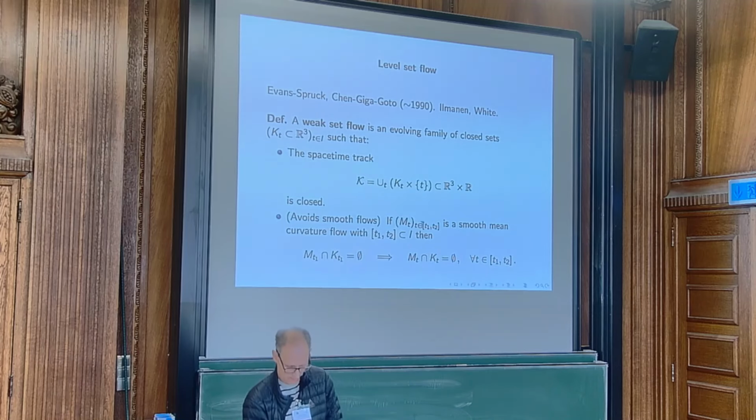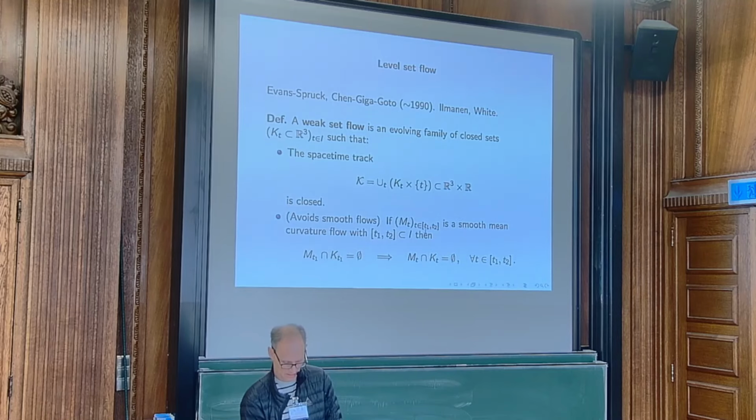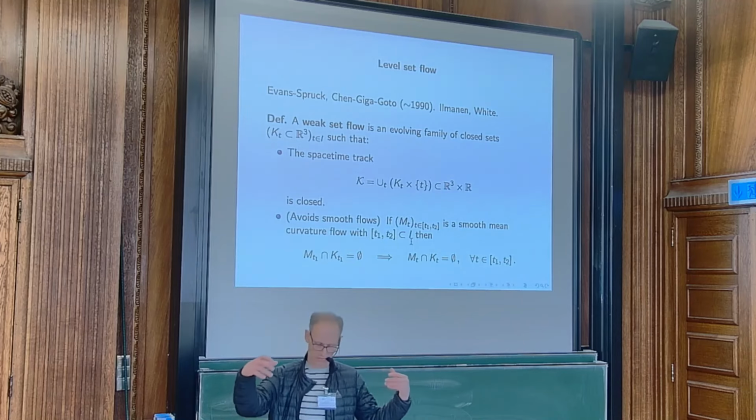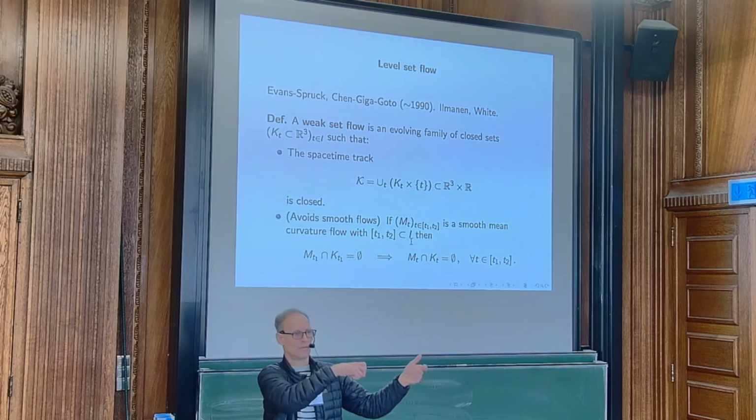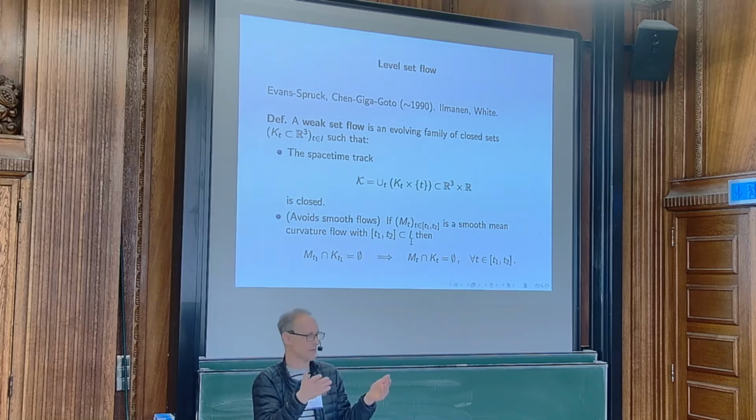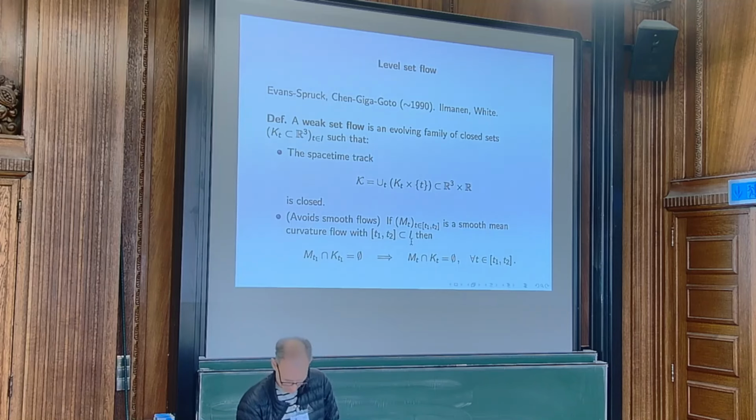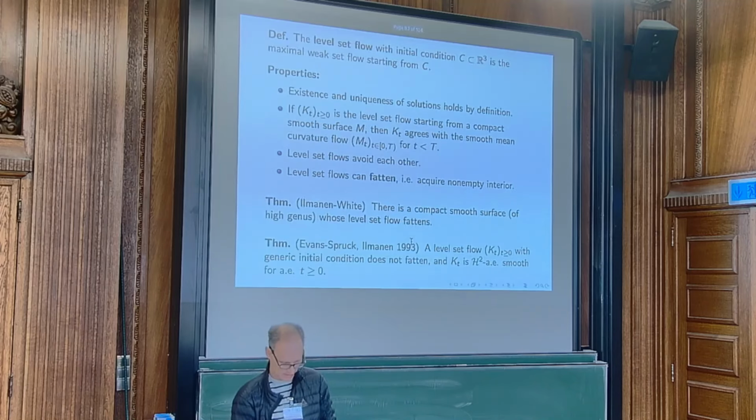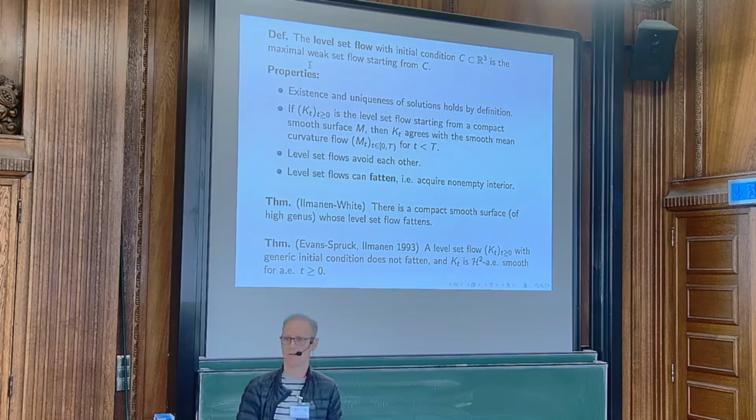Okay, so you require that if you now have a smooth mean curvature flow that's defined on some time interval from t1 to t2, which is a subinterval of I, and this smooth mean curvature flow is initially disjoint from your evolution at time t1, it should remain disjoint. That's the same avoidance property we had before, but we're requiring it as an axiom on this evolving family of closed sets. And then the level set flow with a given initial condition C, let's say a compact subset of R3, is the maximal weak set flow starting from C. It's not too hard to prove that there exists a unique maximal weak set flow.